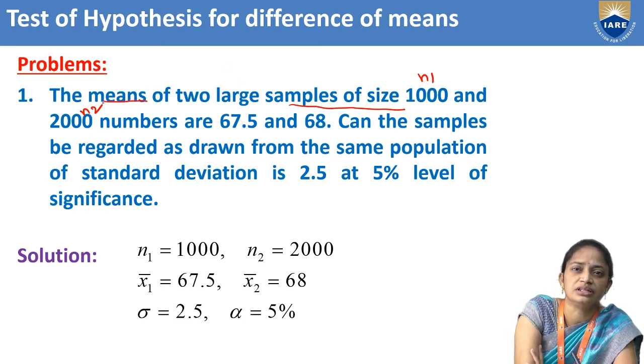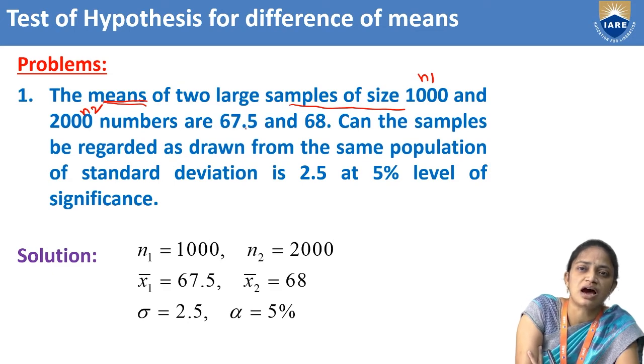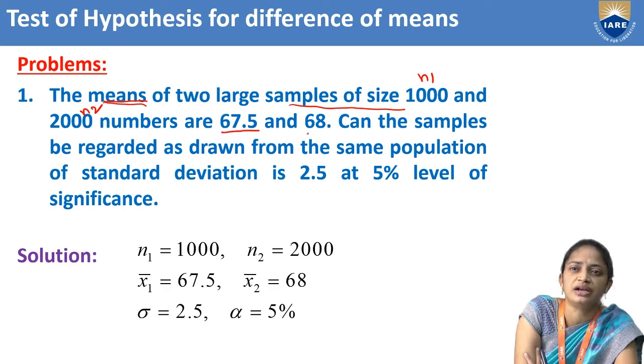In the starting they have given that the means of the large samples are 67.5 and 68. So the means of the samples are denoted with x1 bar, and here we have two samples, no?